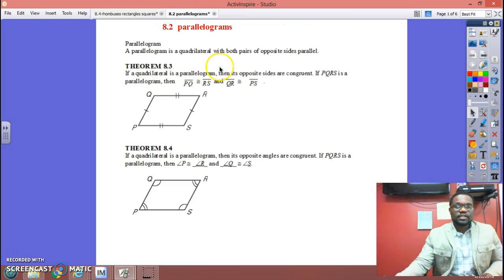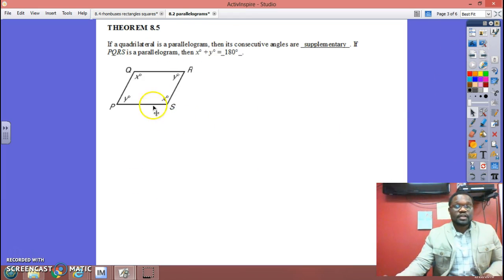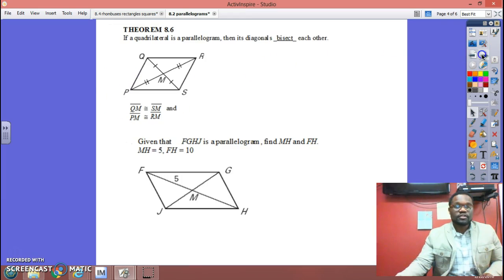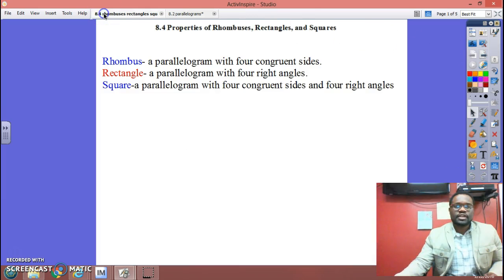Well, in a parallelogram, opposite sides are parallel, okay? Also, opposite sides are congruent in a parallelogram. Opposite angles are congruent in a parallelogram. Consecutive angles are supplementary in a parallelogram. Alright? These are all things that discuss a parallelogram. The diagonals bisect each other, cut into two equal parts, just each individual diagonal. These are the theorems and postulates of parallelograms.